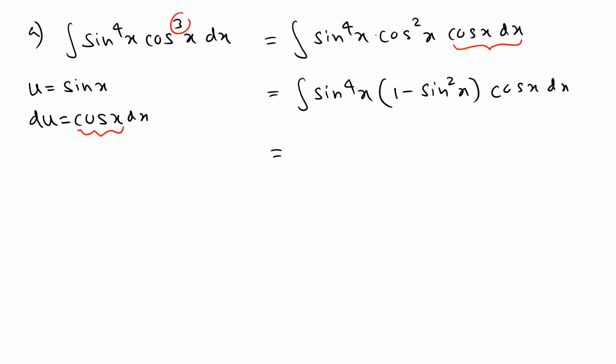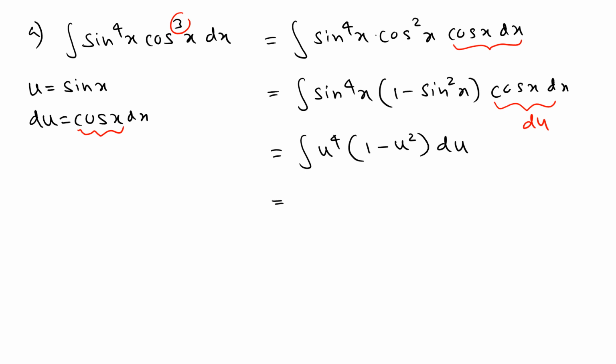Now we're going to substitute. So sine x simply means u. So this is going to be u to the 4th power. This is 1 minus sine squared x, so 1 minus u squared. This is simply du. So you can see the whole thing is du.